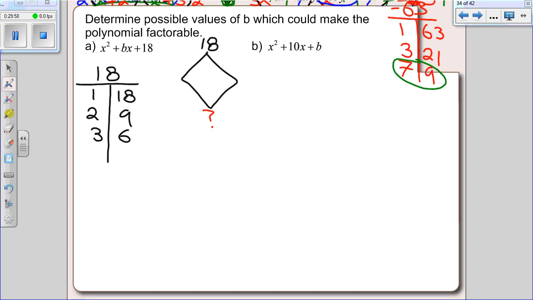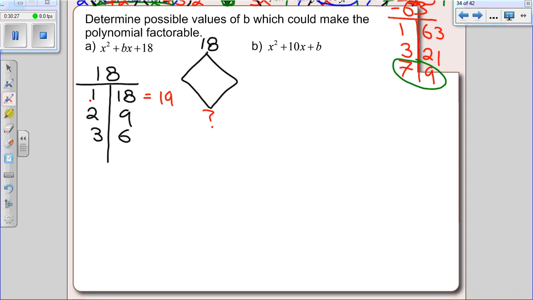So, for instance, if I said the sides of my diamond are going to be 18 and 1, what's a possible value of b? Maybe 1 plus 18, right? They multiply to 18, and add to b, 19. So that's one possible answer. 2 and 9 multiply to be 18, what do they add to be? 11 is one possible answer for b.